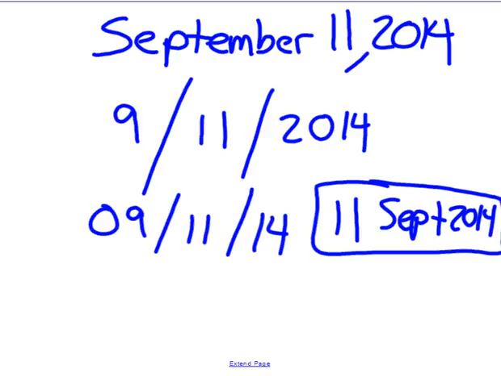Or we can just do what's called a 2-digit month, day, year. So we go 0, 9, 11, 14. Or we can write it 11 September 2014, which is what some of your parents do all the time. But that's less common. It's more used in the military than anything else. So we use these other three more often, okay?